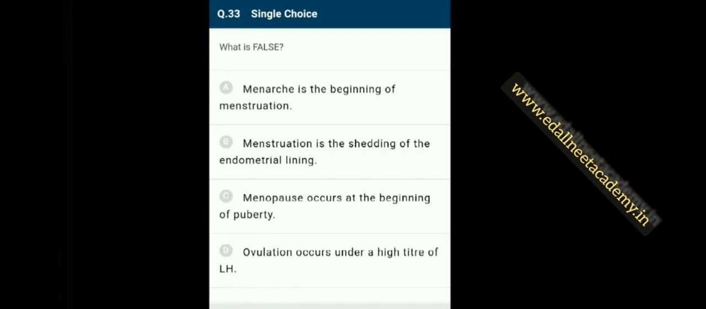Menstruation is a phase of the menstrual cycle where the woman discharges blood and other material from the lining of the uterus. The endometrial lining is shed off. Ovulation is the phase of the menstrual cycle where the mature ovum is released from one of the ovaries, triggered by the high surge of luteinizing hormone. So the answer is option C. Menopause occurs at the beginning of puberty. So that is the false statement. Actually, menopause occurs at the age of 43 to 45.